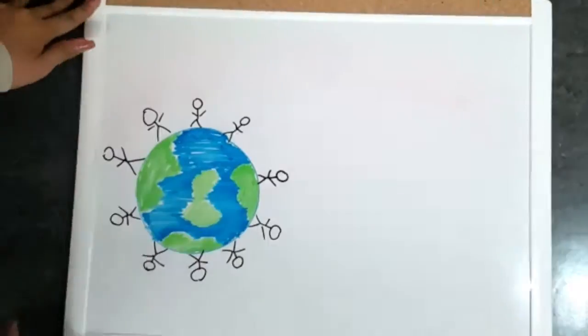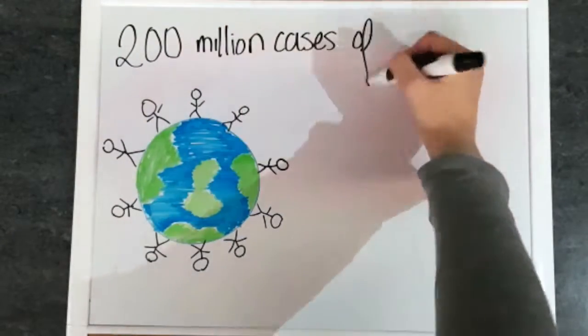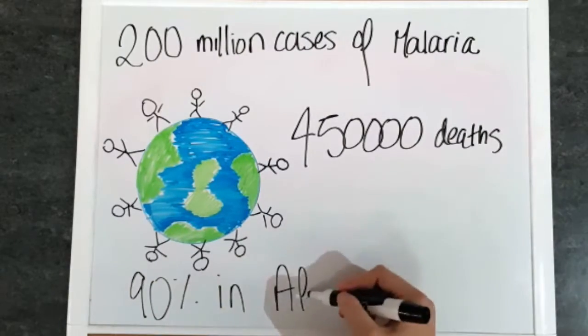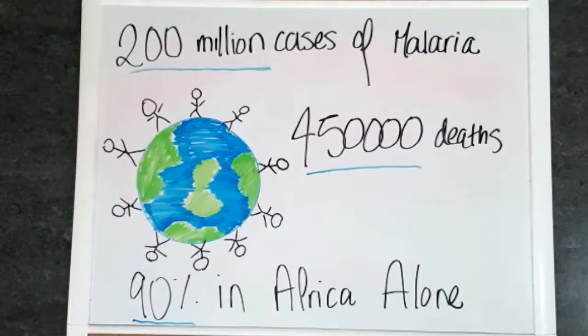Malaria. Malaria is endemic, as the World Health Organization reports 200 million cases annually. It was responsible for 450,000 deaths in 2016, and it mainly affects populations in sub-Saharan Africa, as 90% of cases were reported there alone.